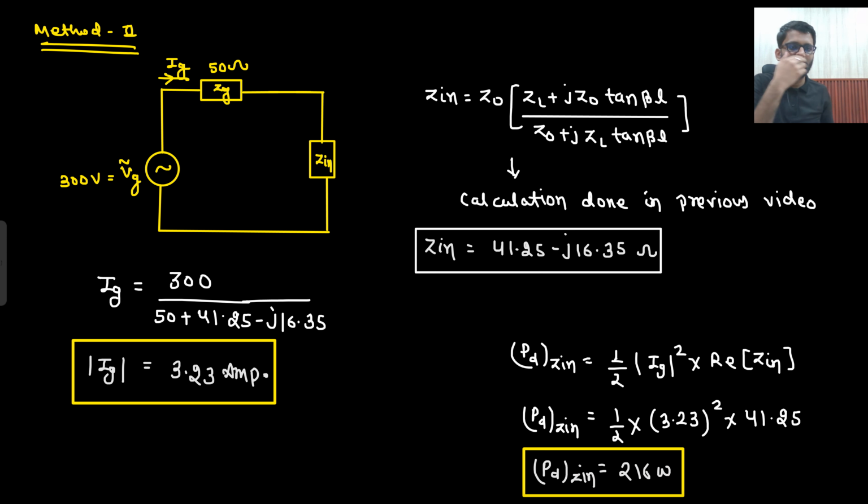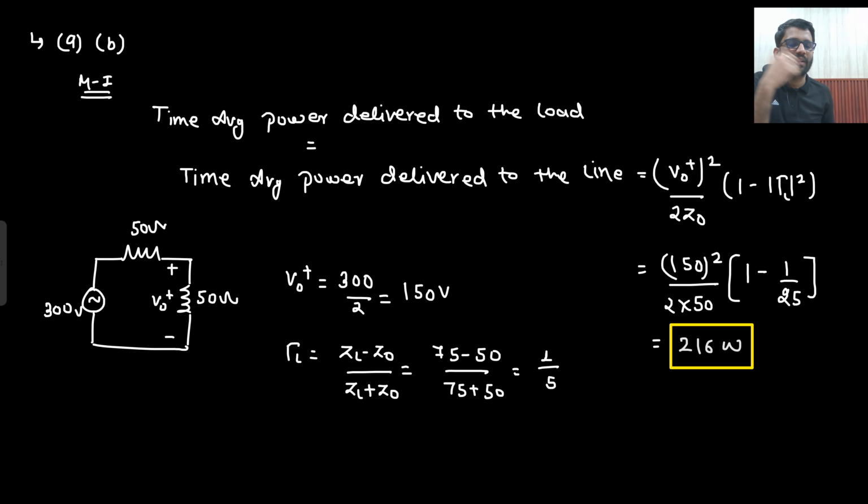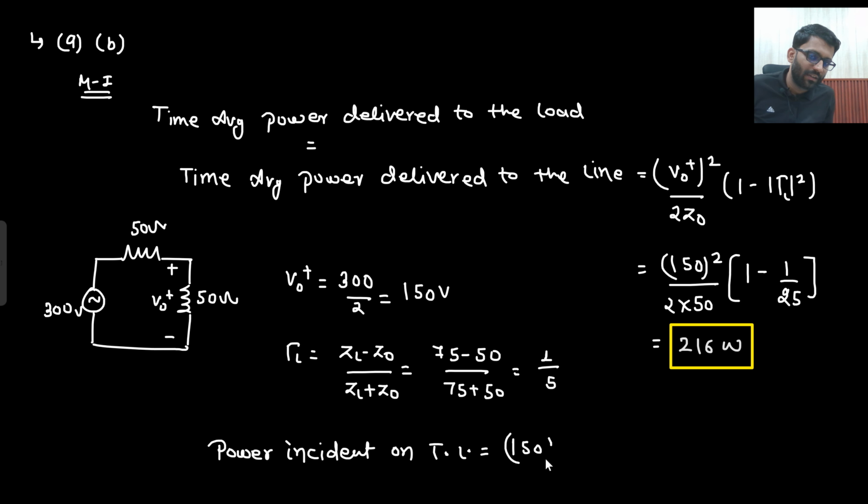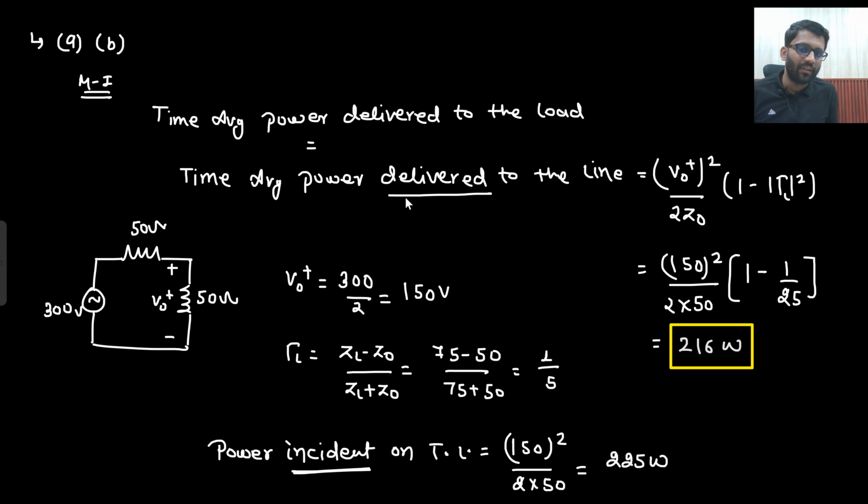Are you getting this point? If they had asked what is the power incident on the transmission line, then what would be the answer? This would be the answer. They did not ask it, but if they had, the power incident on the transmission line is this much only: 2 into 50, that would be 225 watt. So this is the power incident, and this is the power delivered. Is that clear to you?